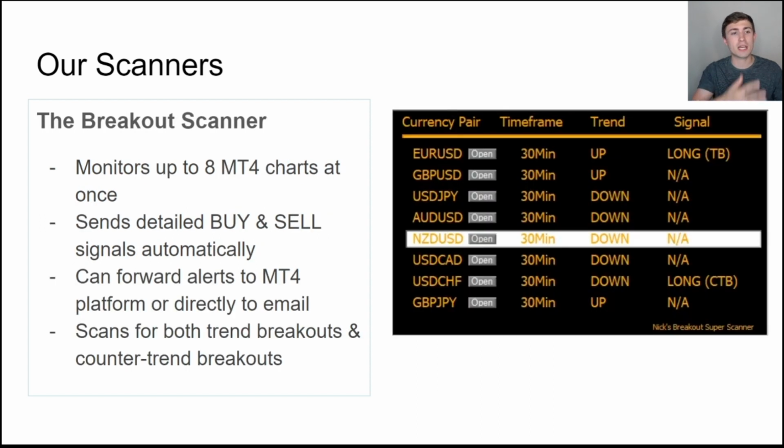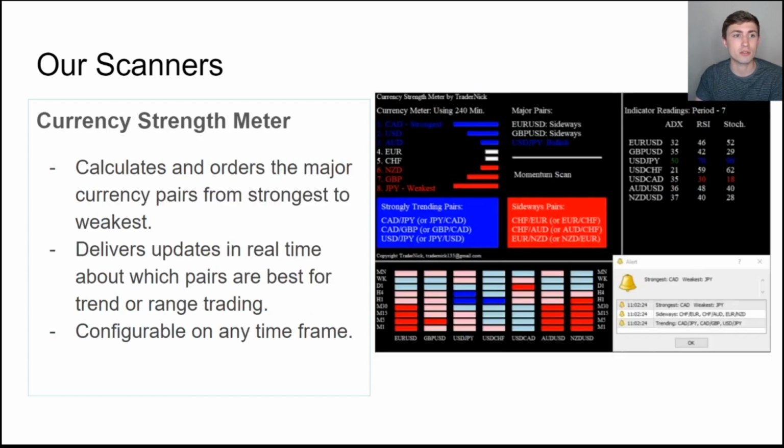The breakout super scanner is a tool that helps find breakouts on different time frames according to how you set it up. Again, for all of these tools, there's plenty more information on the website if you are interested in getting any of them. It monitors plenty of different MT4 charts all at once, right? And it sends out buy and sell alerts based on breakouts. Then you can make your own decision whether or not you want to actually go place a trade.